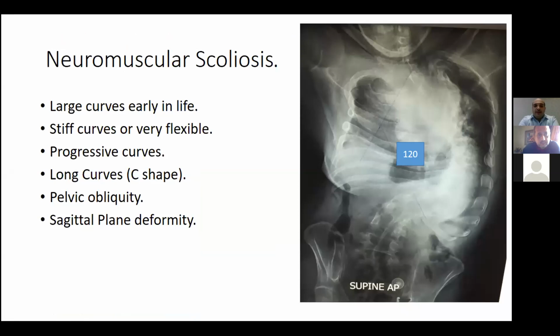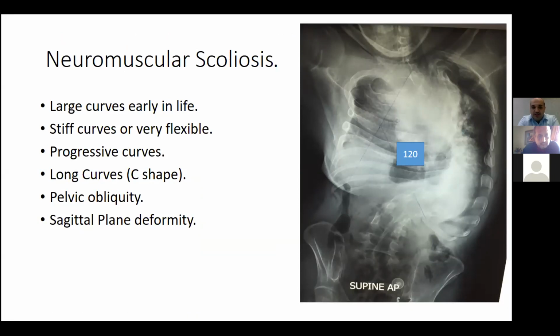Now we will move to neuromuscular scoliosis, which is a large curve. In this presentation, I will not go into detail on management, because we will talk later in a future presentation about the management of each one by one. So the second part of our deformity is the neuromuscular scoliosis.